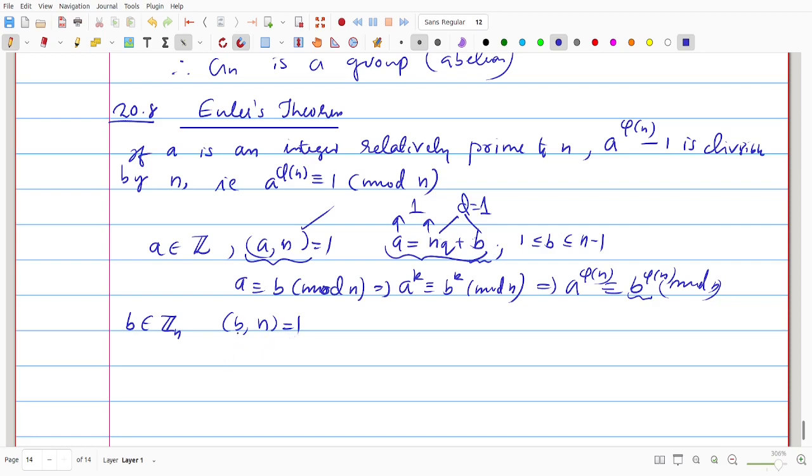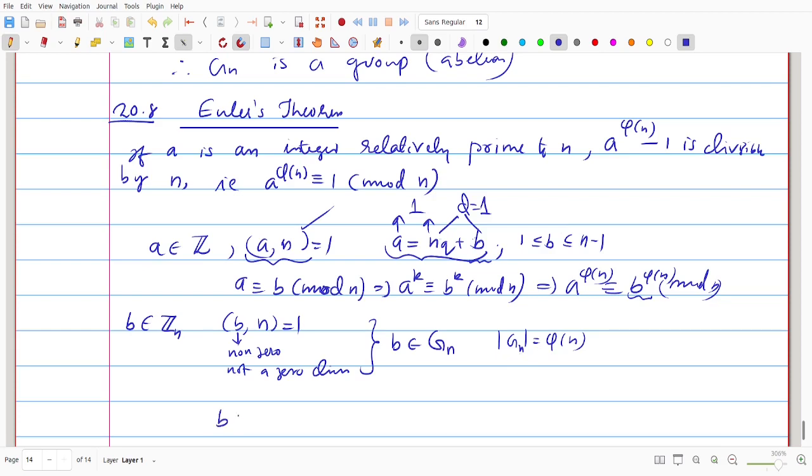Then we can say that b is a non-zero element and b is not a zero divisor as well. We know that the zero divisors are the elements which are not relatively prime to n. Since b is relatively prime to n, it is not a zero divisor. So this implies that b belongs to Gn. We already proved the cardinality of Gn: it is phi of n, because Gn contains the elements which are relatively prime to n. All other elements are zero divisors or 0. So the cardinality of Gn is phi of n.